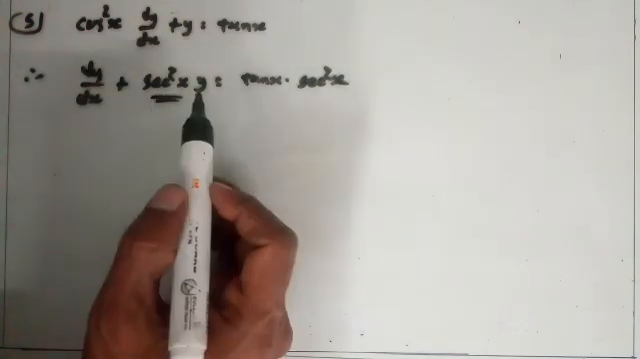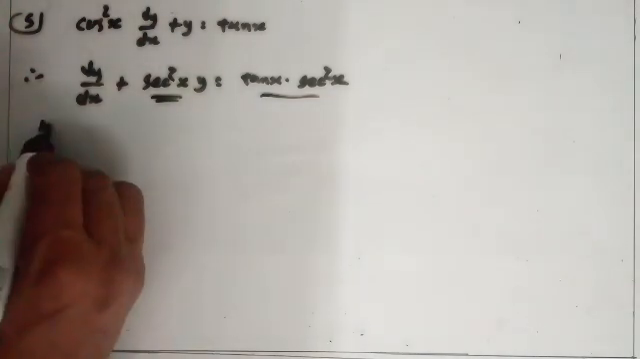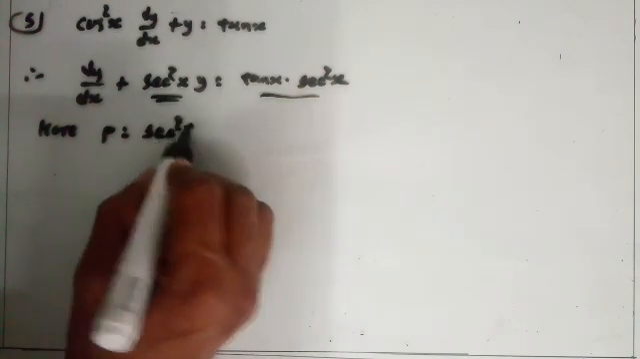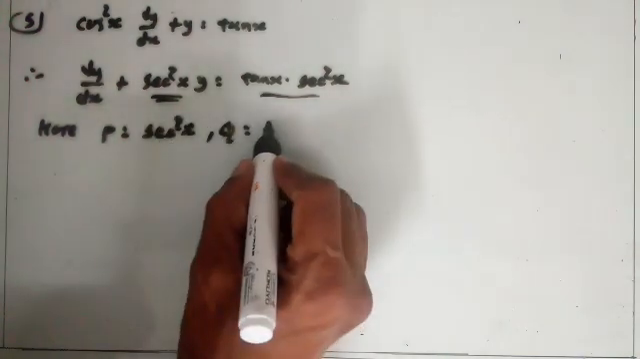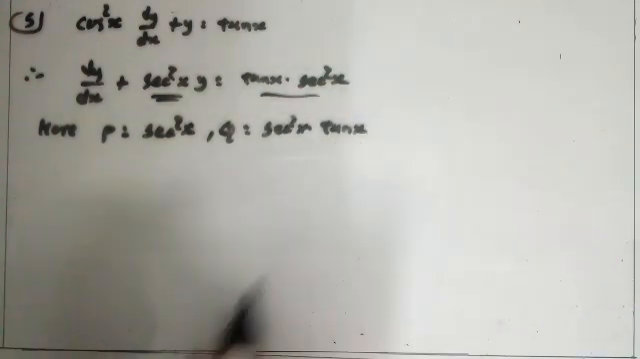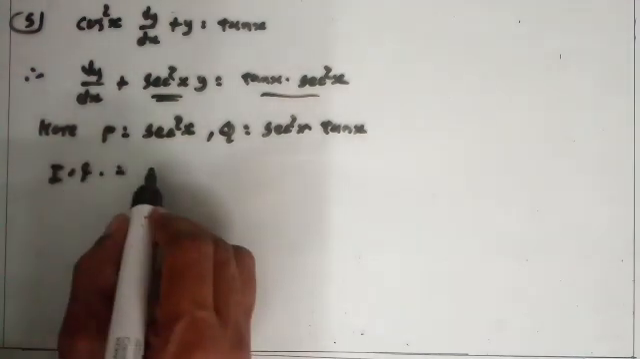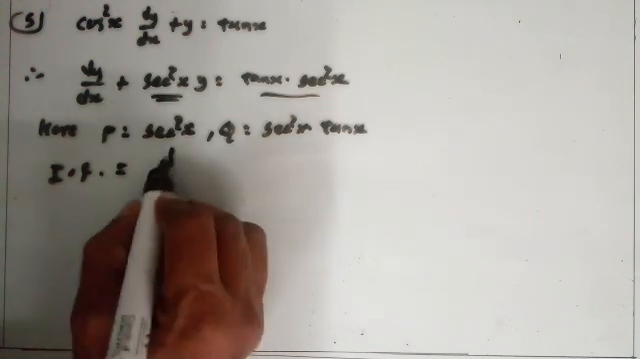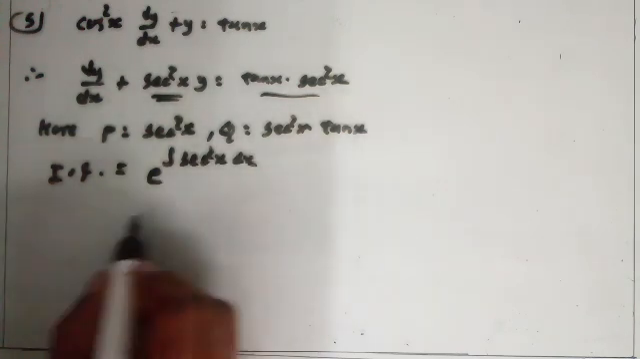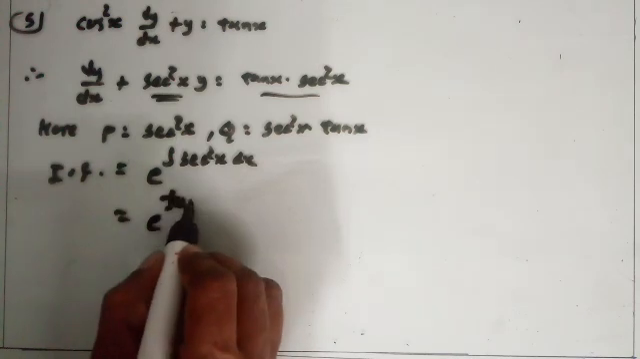Here this is P and this is Q. This is a linear differential equation. Here P = sec² x and Q = sec² x · tan x. First find the integrating factor, IF = e^(∫P dx), that is, ∫sec² x dx, and the integration of sec² x is, we know that, tan x. So IF = e^(tan x).